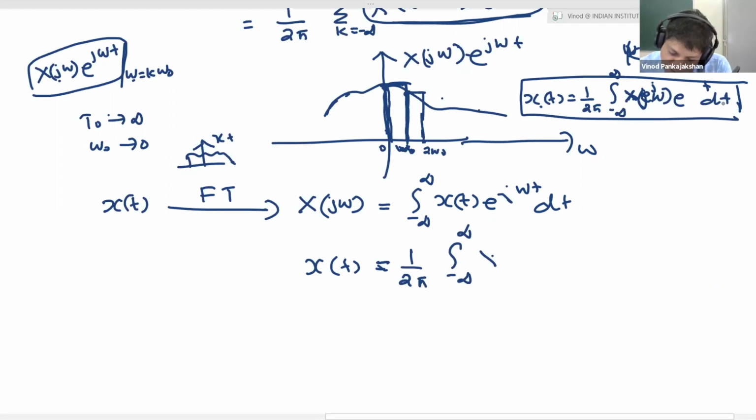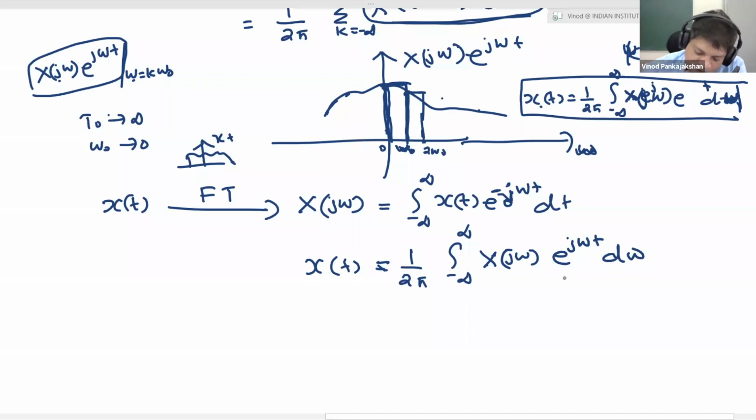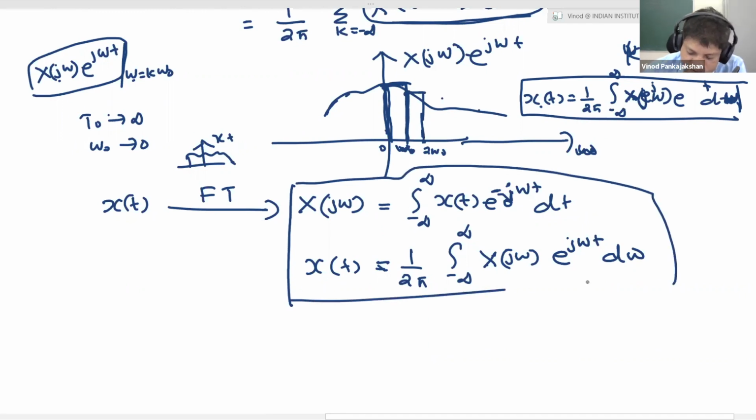Sorry, there is a problem here. This integration is with respect to what? Is it with respect to omega? Yes, sir. Because this axis is omega, so this integration is with respect to omega. So we can write this as X of j omega e to the power j omega t d omega. And this is called the inverse Fourier integral, and the earlier one is called the Fourier integral. So this is the relation between x(t) and X of j omega.